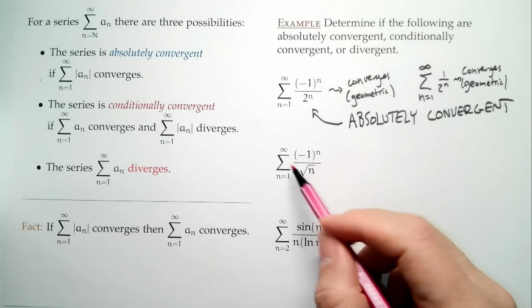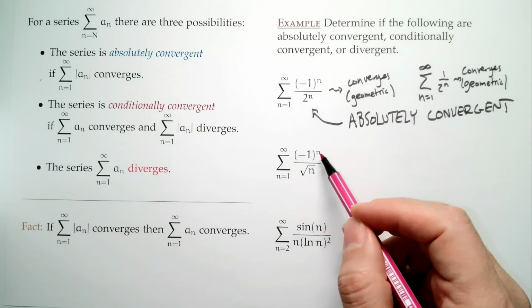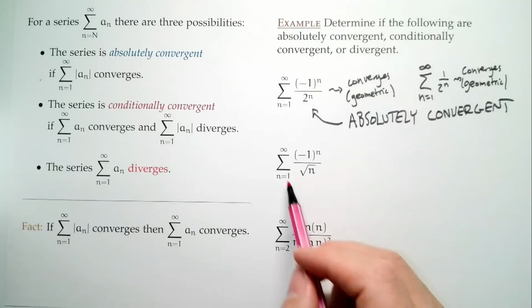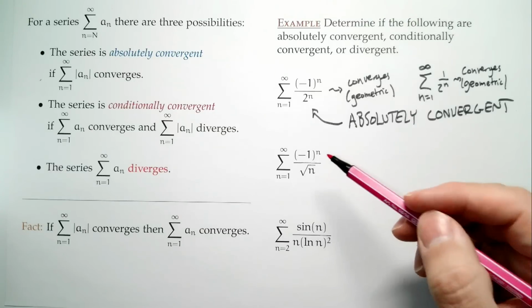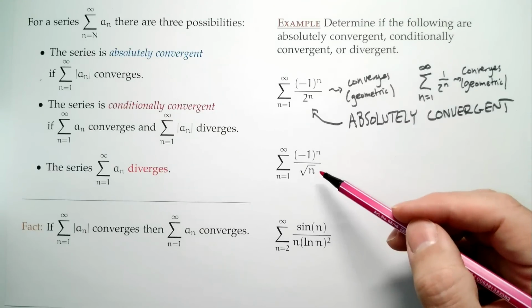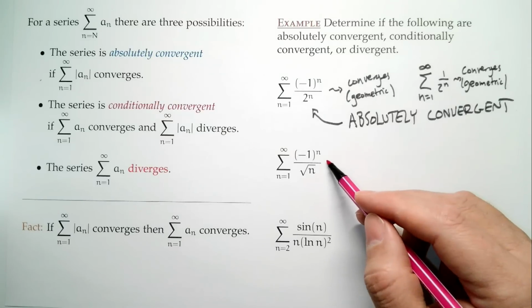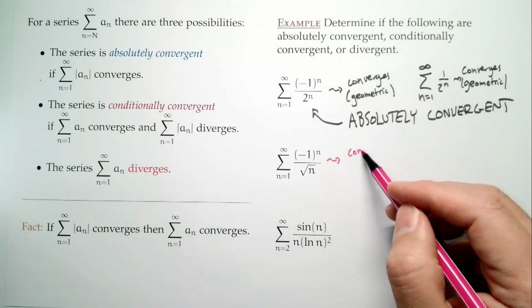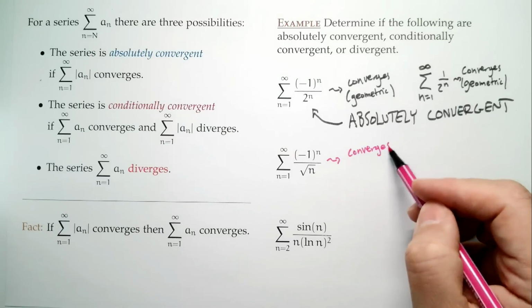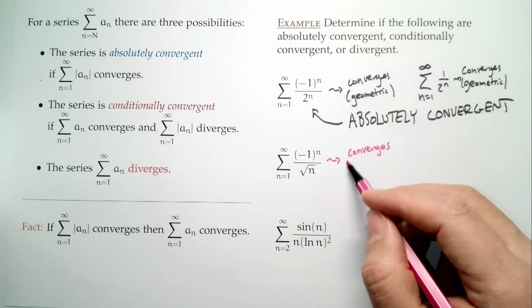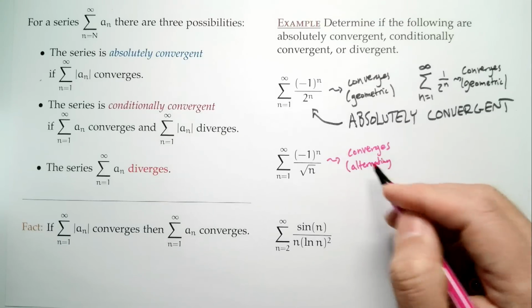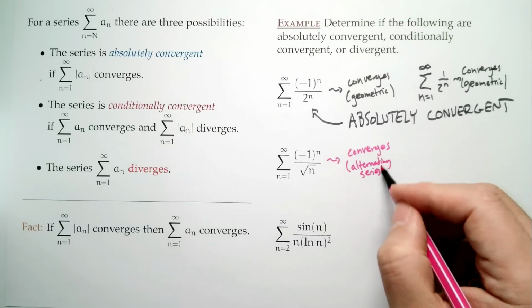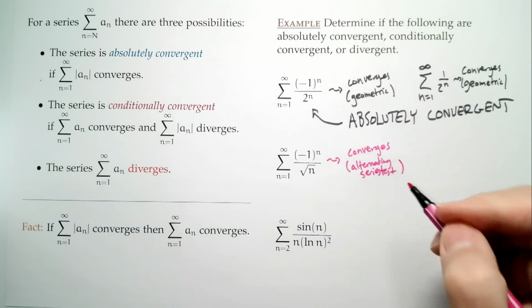Well, notice we do alternate the sign because of that negative 1 to the n. Here, because we're dividing by square root of n, as n gets bigger, our terms get smaller, and they're going to 0. So, alternate sign, terms go to 0. Our conclusion is converges. And what's our reasoning? Well, here we have alternating series test.